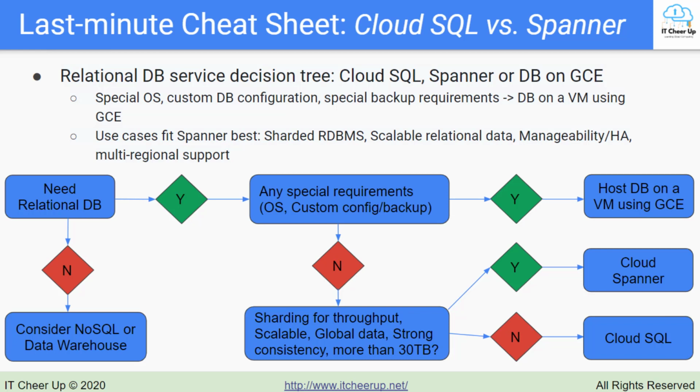Use cases that fit Spanner are sharded RDBMS, scalable relational data, requiring manageability, HA, multi-region support, or strong consistency. Otherwise, use Cloud SQL to support relational database workloads of less than 30 terabytes.